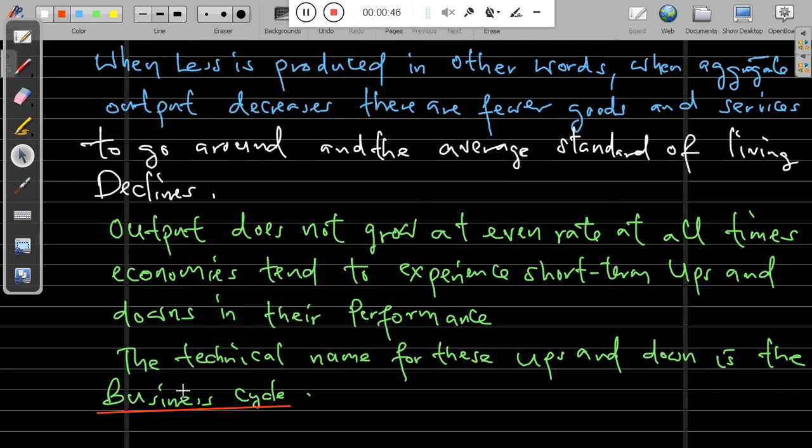Output also does not grow at an even rate at all times. Economies tend to experience short-term ups and downs in their performance. The technical name of these ups and downs is what we refer to as the business cycle. So the business cycle is the ups and downs of economic fluctuations.